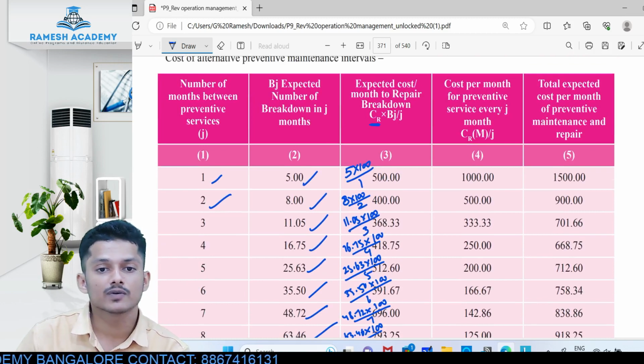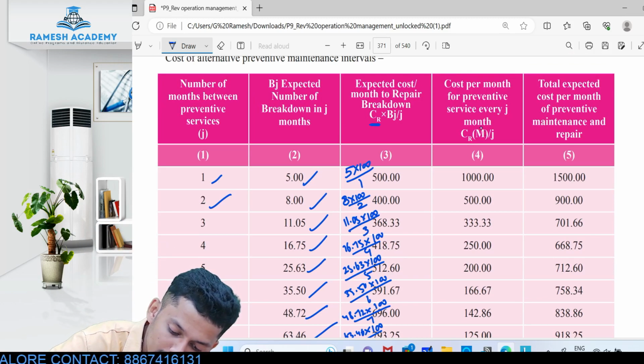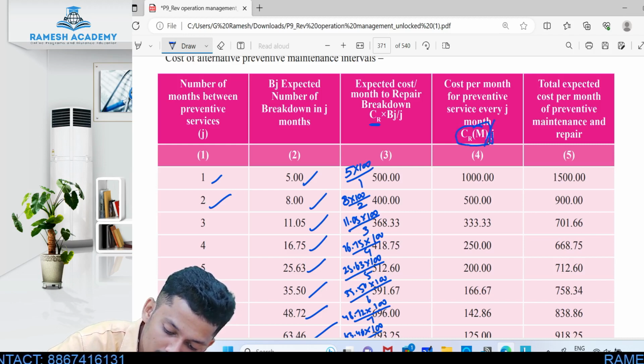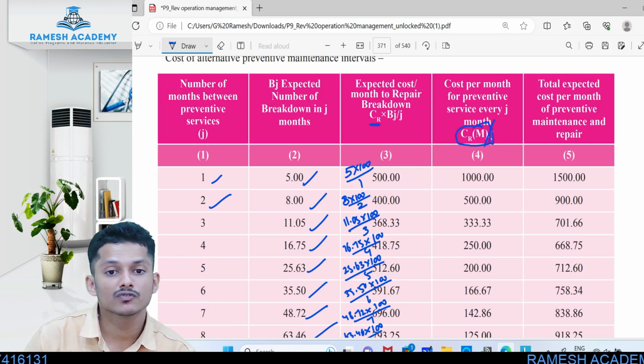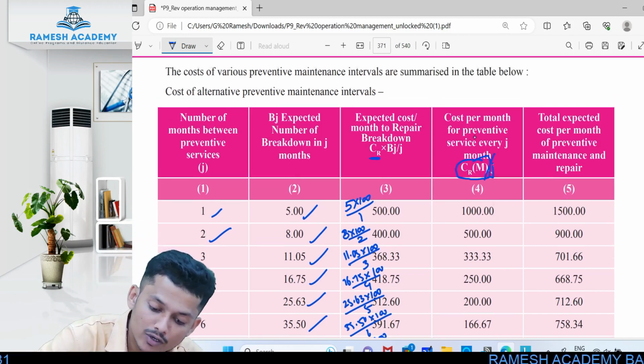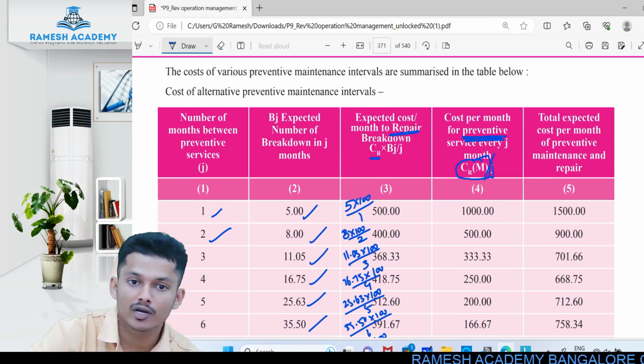After getting these values, CR. Okay, now see here, CR into M, divide by J. J you have already. M is nothing but the maintenance of numbers, 50. Now you have to find out this preventive. This is for preventive, this is for repair. That's why we multiply with 100.